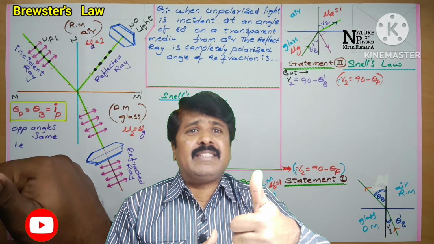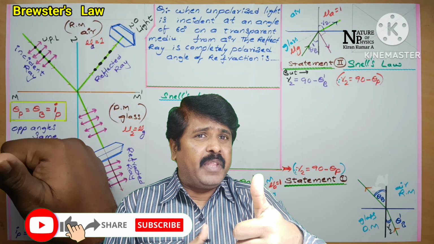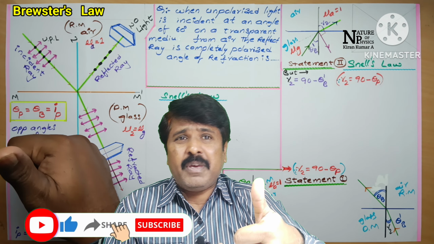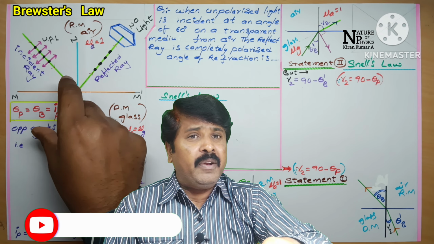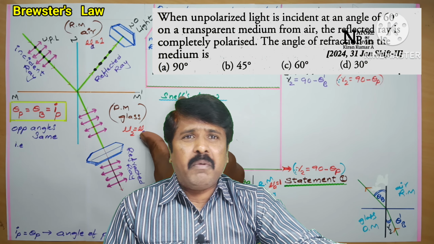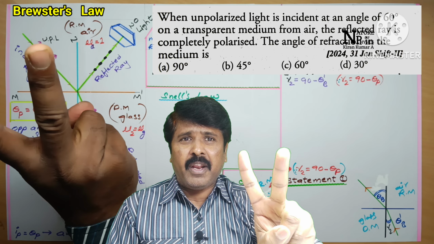Today's topic is Brewster's law from Polarization. Chapter name is Wave Optics. Step by step, clearly, I am going to explain, including diagram, derivation, proof and two numericals.